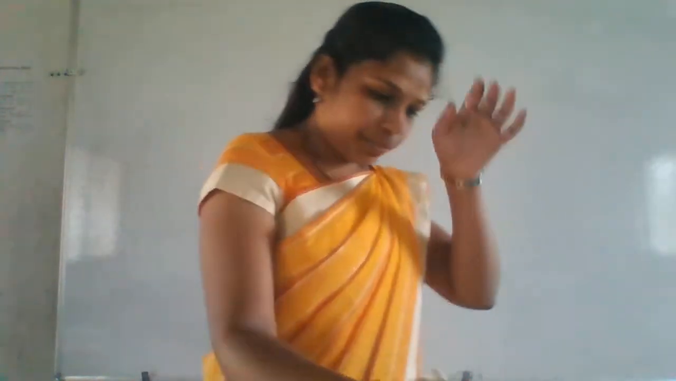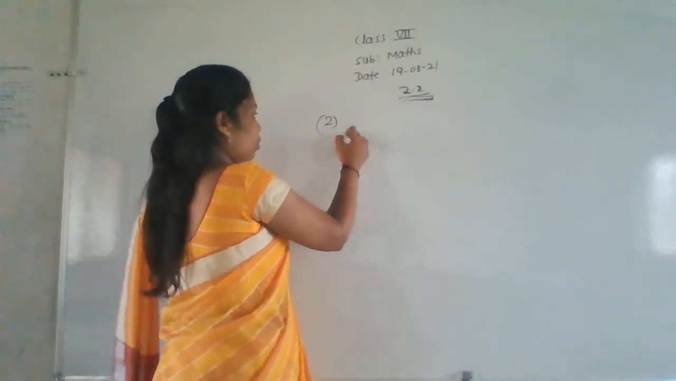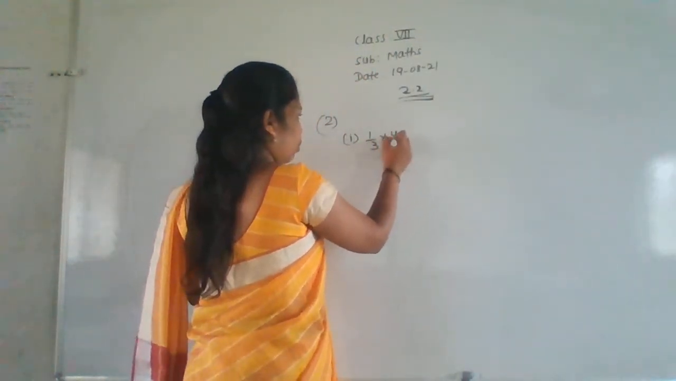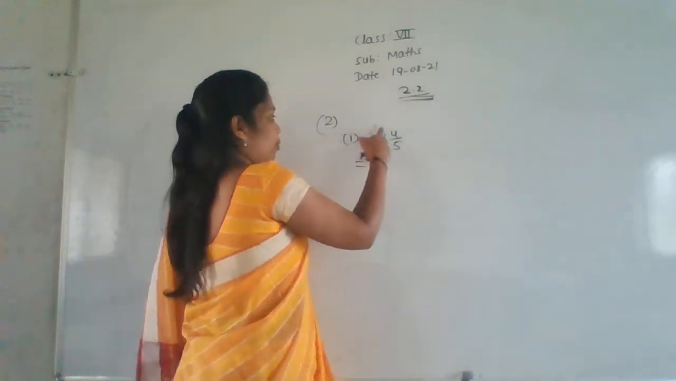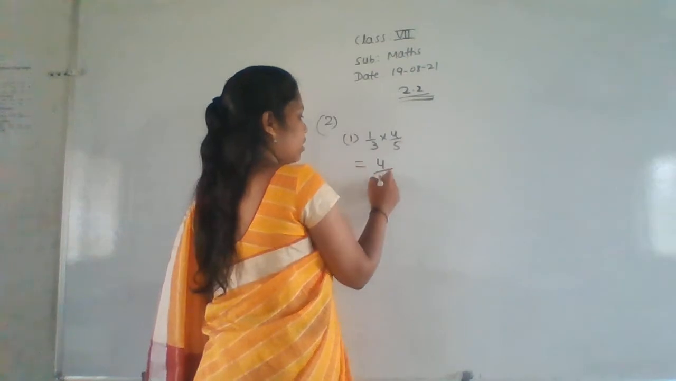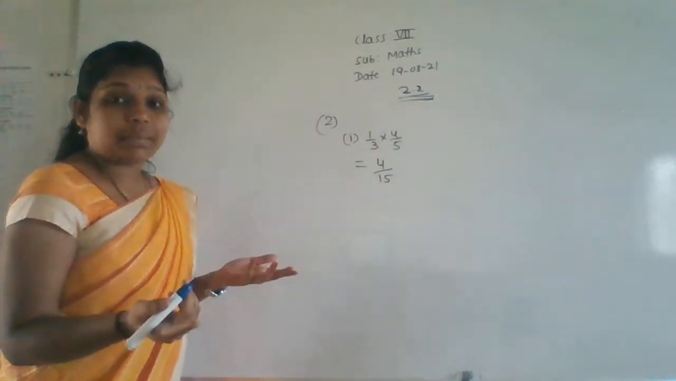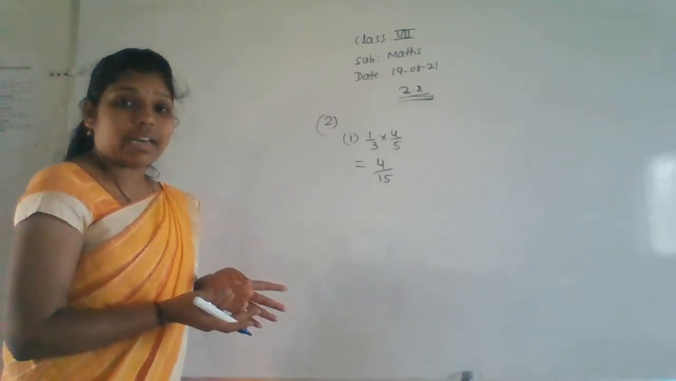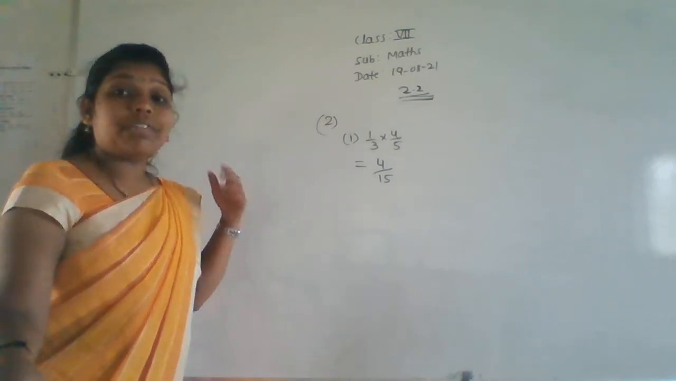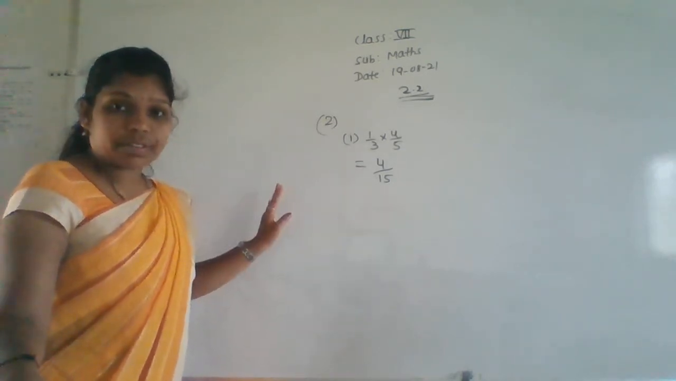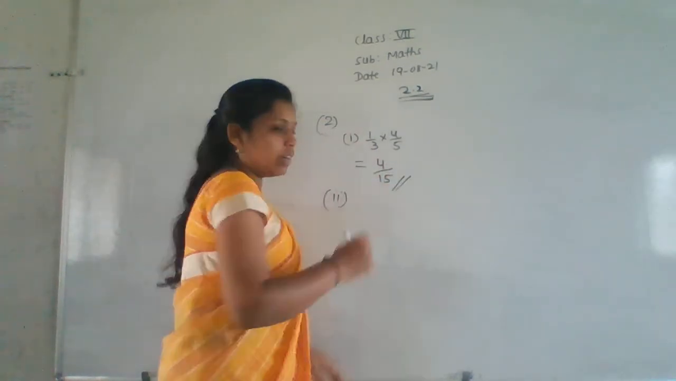In the second one, find the first one. We will do the first one now: 1 by 3 into 4 by 5. Right? So now multiply the numerators: 1 and 4 is 4, 3 fives are 15. Is there any cancellation? 4 and 15 are not in the same table, so we can't cancel the values. If two values are in the same table, then only we can cancel. Otherwise we can't. So here 4 by 15 is the simplest form of that one.